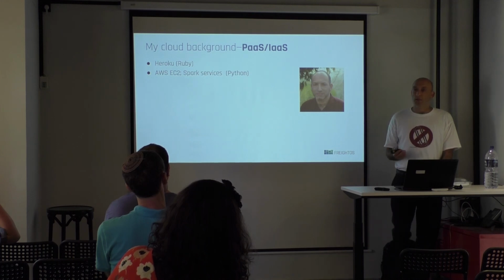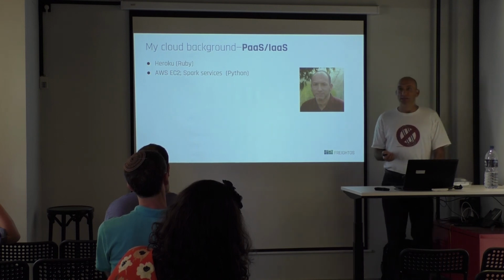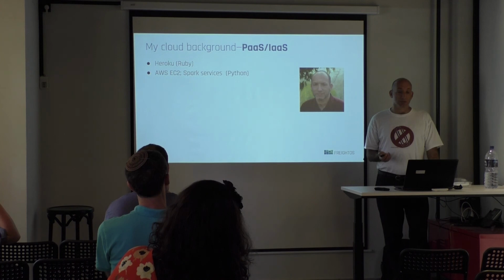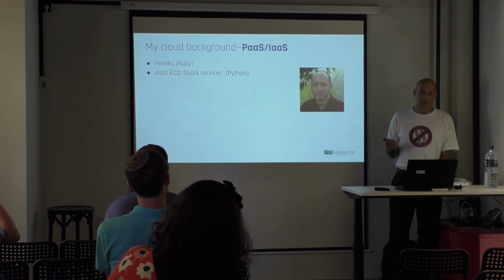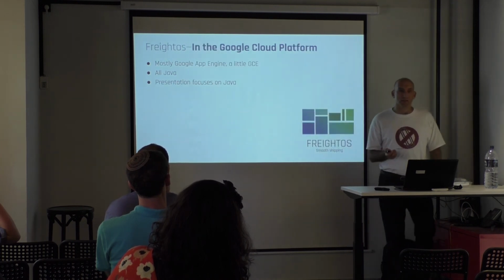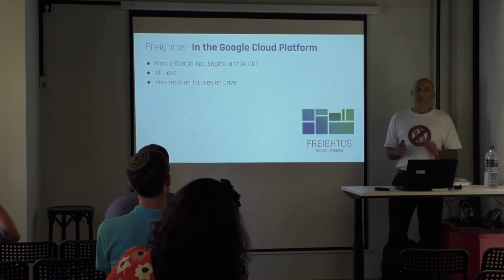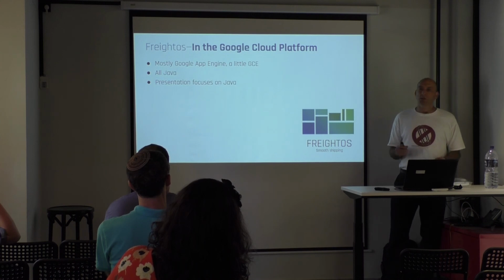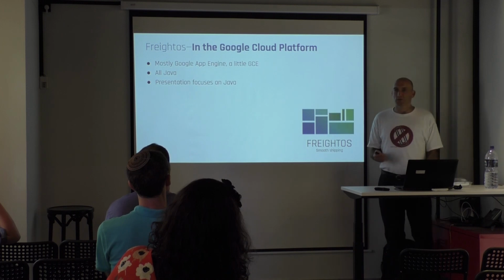In the past, I got my start in the cloud with Heroku and Ruby on Rails, a classical PaaS. I've used Amazon EC2, which is their IaaS, infrastructure as a service. And also their Spark service, which if you want, you can call that a platform as a service. That was Python work. But my current work at Freightos is all on the Google Cloud Platform. It's almost entirely Google App Engine with a little bit of GCE, and it's all Java. So this presentation will be about Java. When I talk about strengths and weaknesses, you might say, it works so much better in Python. Well, maybe, but this focus is on Java.